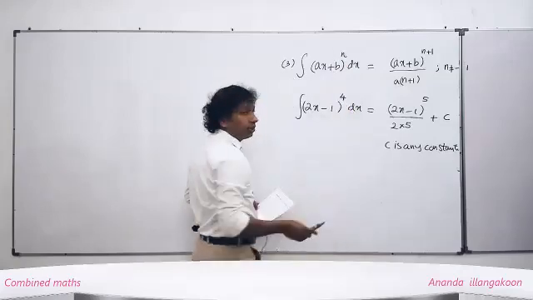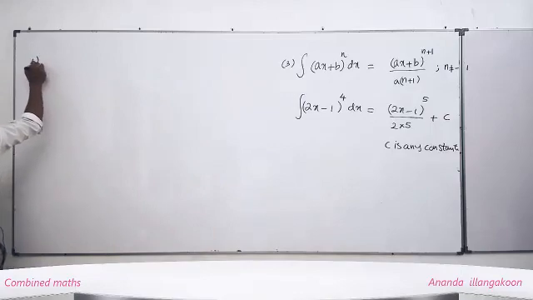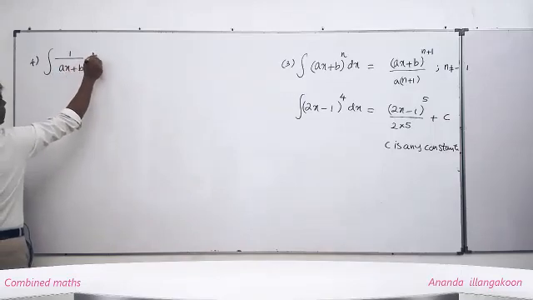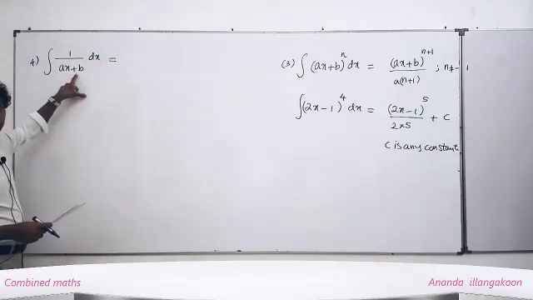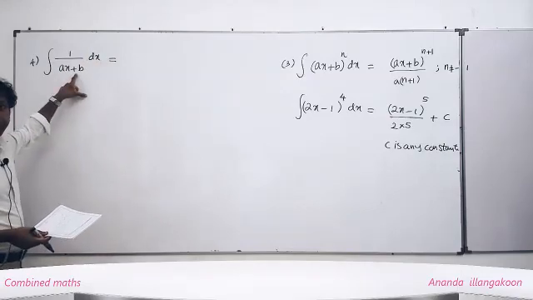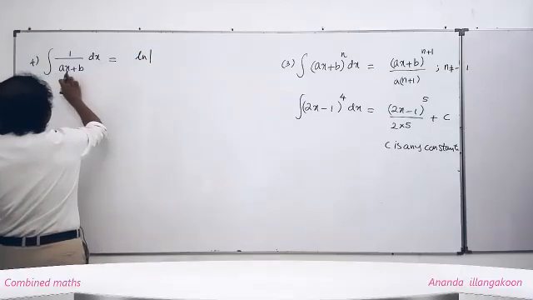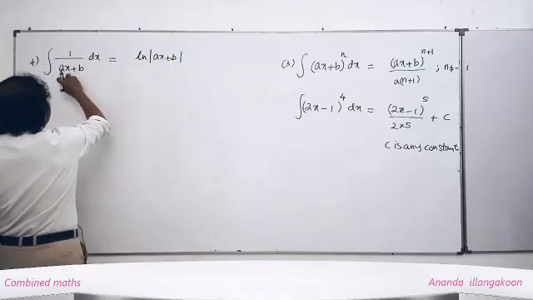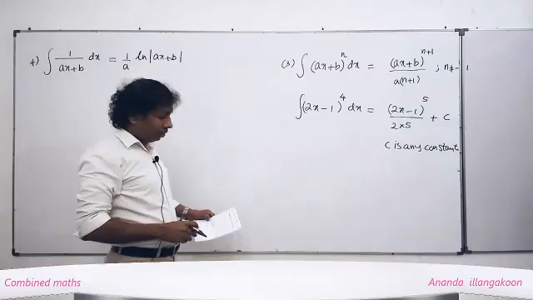Next one is when n equals minus 1. This will be 1 upon ax plus b. When n equals minus 1, the result is this: integral of 1 upon ax plus b dx. The denominator we have is a linear function in x, a first degree polynomial in x. In this case, the answer is ln modulus ax plus b, divided by the x coefficient.